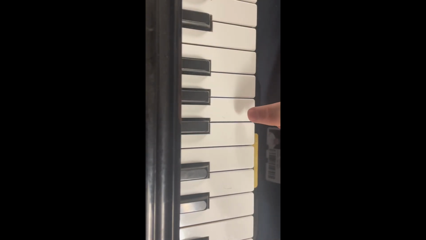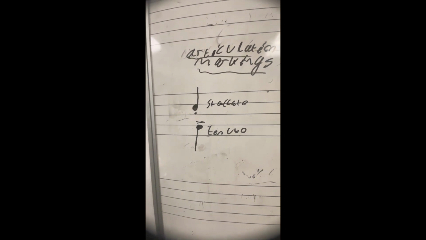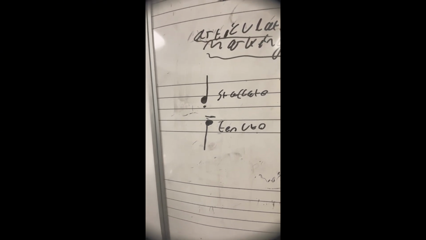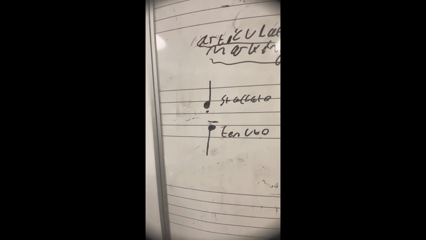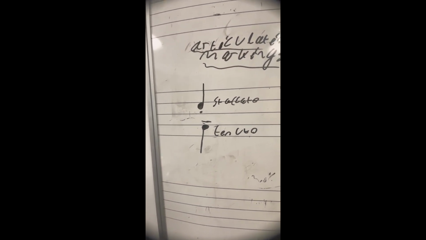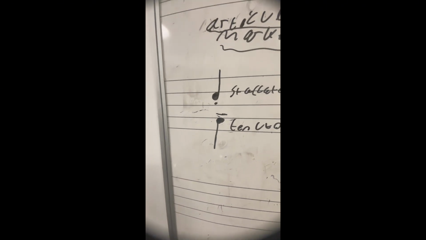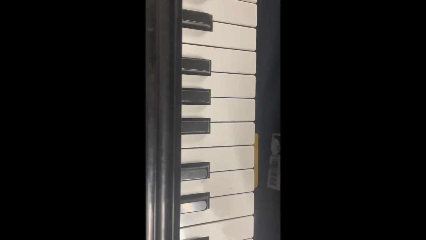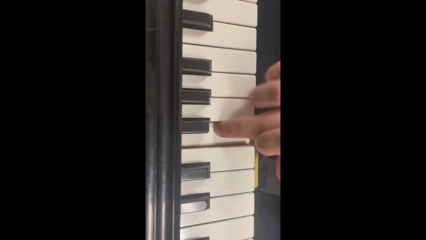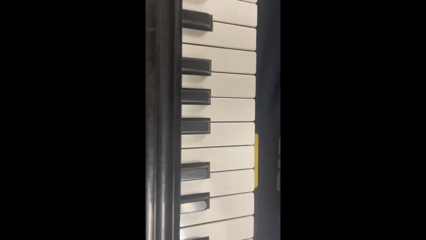Tenuto, and that's shown with a line above the note. So it holds for the full note value, so it's like a full note instead of just a part of a note, like half of a note or a quarter of a note. It's a whole note. Instead of skipping some of the beat, it's like 1, 2, 3, 4, 1, 2, 3, 4. It takes up all the beat's value.